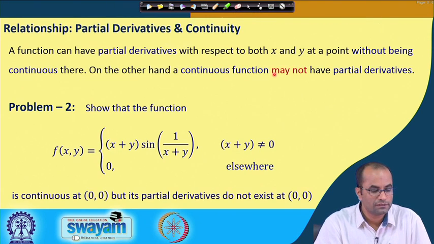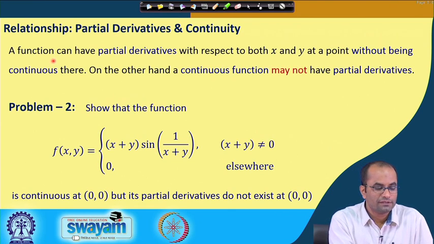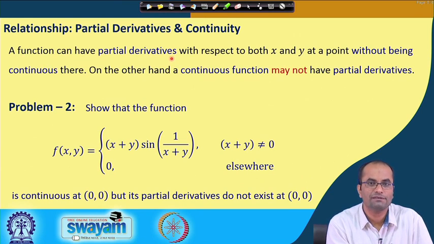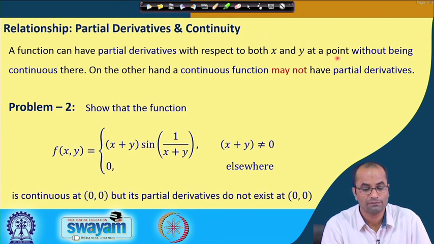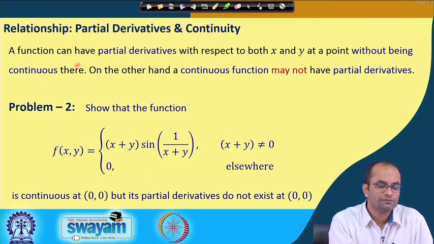Okay. So, the next, what is the relationship between the partial derivatives and the continuity? We have already discussed in the previous lecture limits and continuity. So, that is an interesting result: a function can have partial derivatives with respect to both x and y at a point without being continuous there. So, we do not need continuity for the existence of partial derivative in this case.